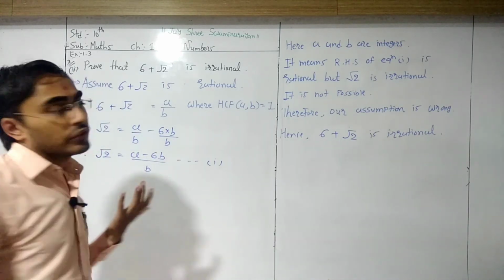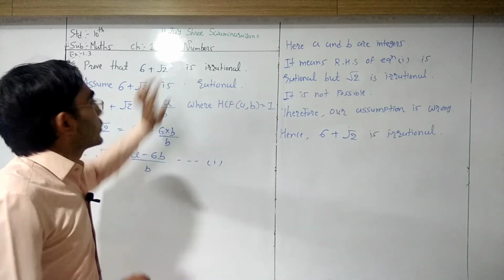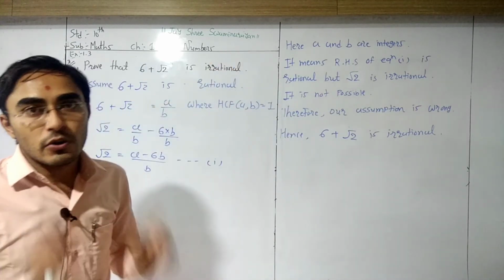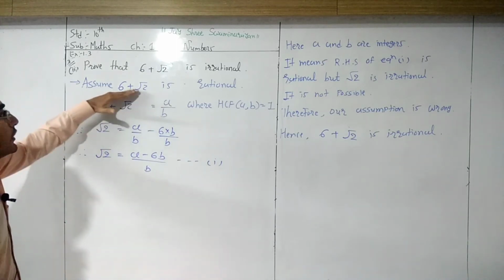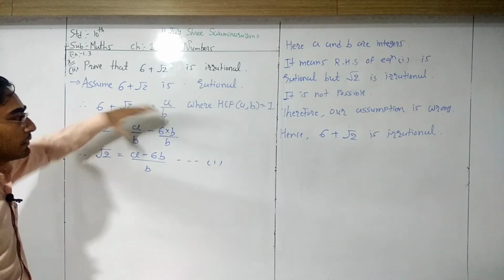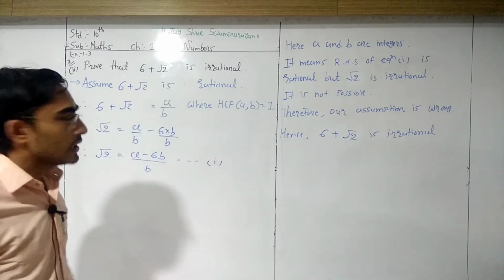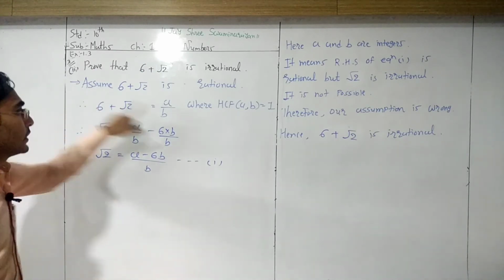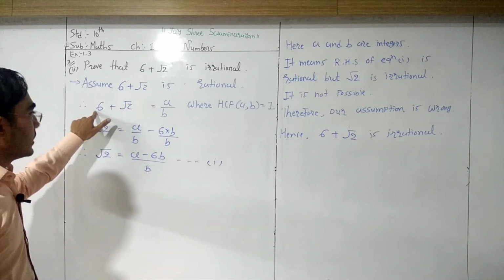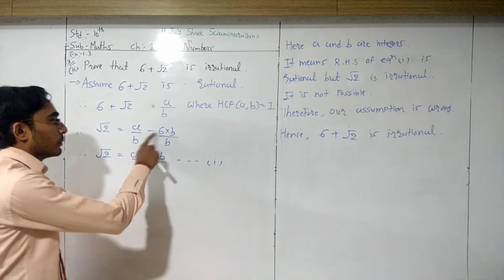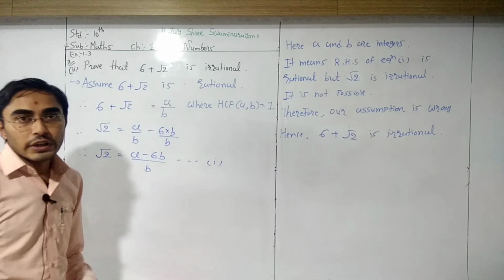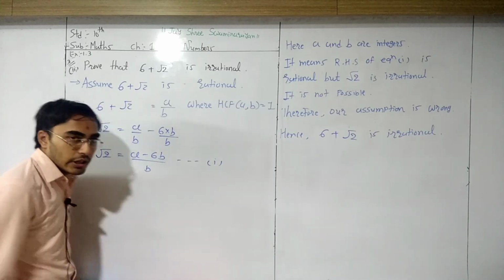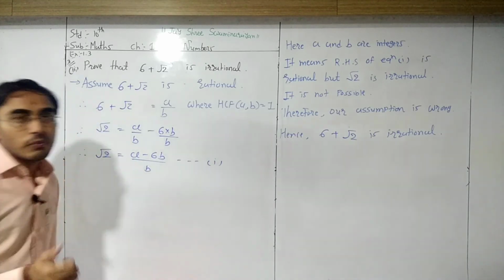Now, if this question is asked for 4 marks, then what do we need to do? First of all, we need to prove that root 2 is irrational. After that we write these steps. Quickly repeating: assume 6 plus root 2 is rational. Then we can represent it in the form of a by b, where HCF of a and b is equal to 1. Here we only want root 2, so transfer this 6 to the right hand side, and plus 6 becomes minus 6. Take the LCM, so a by b minus 6 is a minus 6b divided by b, and give it equation number 1.